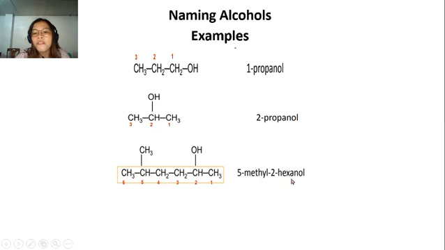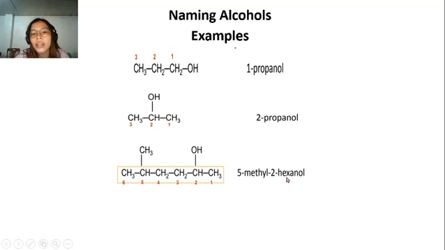Next, we have 5-methyl 2-hexanol. How is 5-methyl 2-hexanol named? We consider the origin or the parent carbon chain, and count the longest chain, because as we can see there is a branch, a methyl. So we count 1 2 3 4 5 6, meaning hexane. We have a hexane, and then we remove the E at the end, which makes it hexanol.